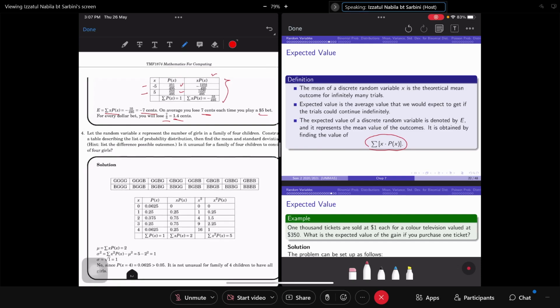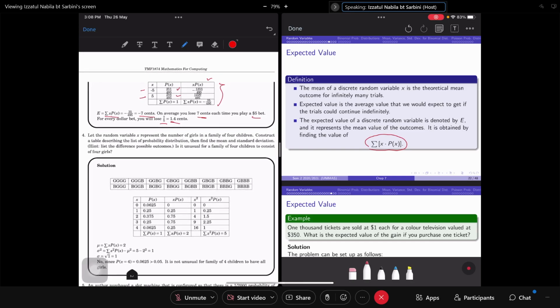Okay, you look at number 4. This is also a probability distribution. It mentions here, let the random variable x represent the number of girls in a family of 4 children. We have 4 children: 1, 2, 3, 4. Construct a table describing the probability distribution, then find the mean and the standard deviation.